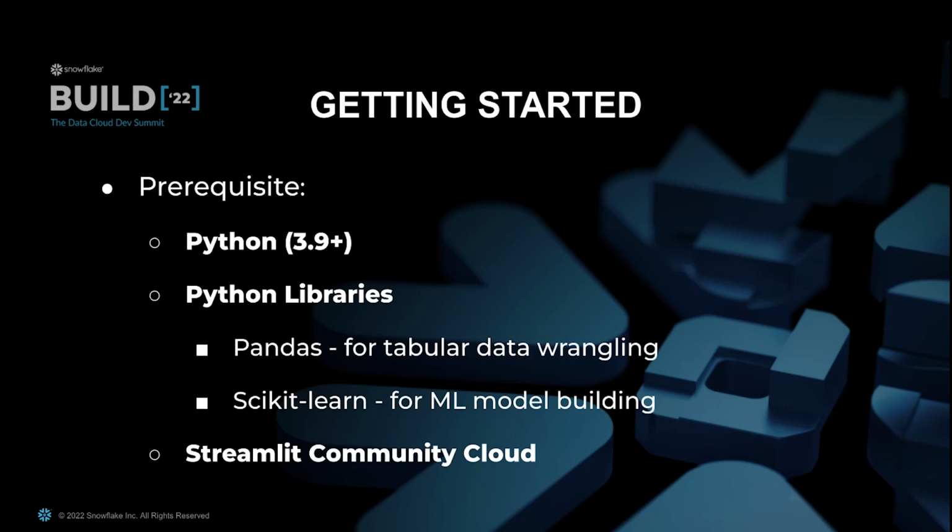All right, let's get started. Here are some prerequisites that you will need in order to create your app. You need Python 3.9 and above. You need to have pandas installed and also scikit-learn. Finally, you can also share your app to the cloud using Streamlit Community Cloud.